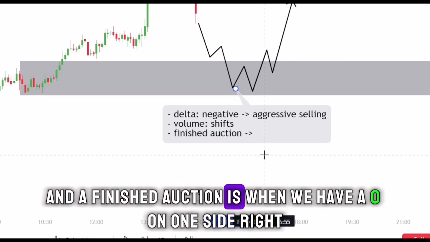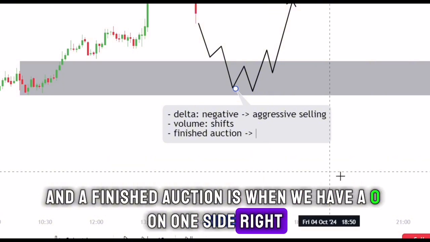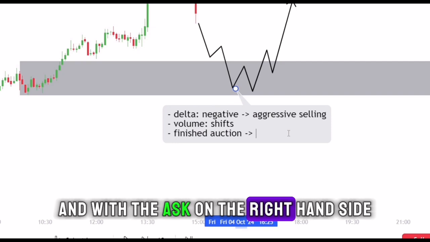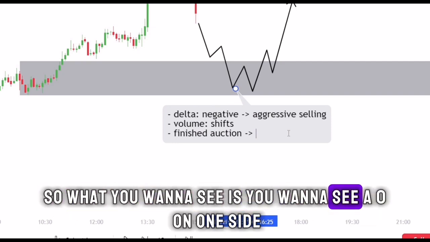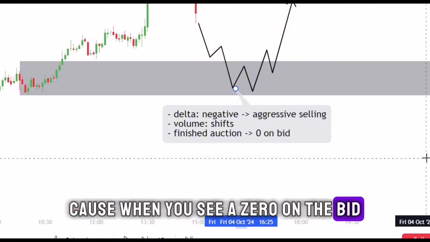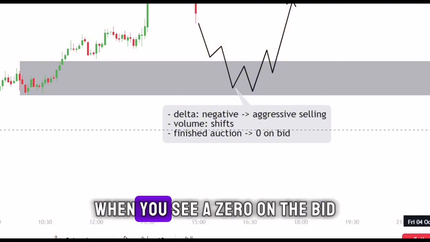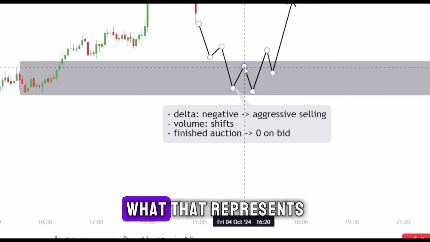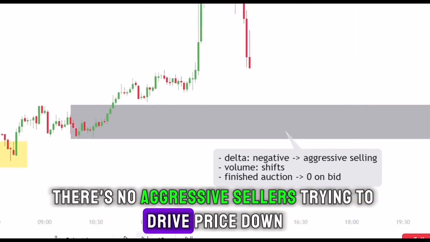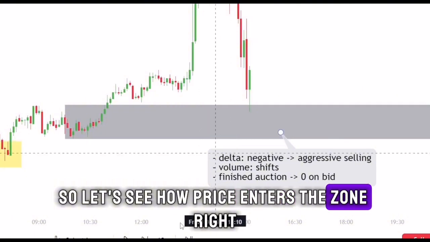And a finished auction is when we have a zero on one side, right? So if you remember, we have the bid on the left-hand side and we have the ask on the right-hand side. So what you want to see is a zero on the bid. Because when you see a zero on the bid, and we're going to be going over this on the footprint chart, what that represents is there's no aggressive sellers trying to drive price down. So let's see how price enters the zone, right?